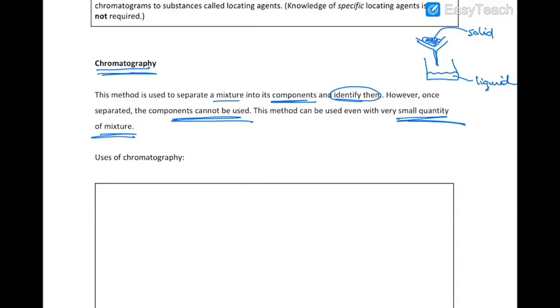So why do you use chromatography? Firstly is to know if a substance is pure. So if a substance is pure, normally on the chromatography paper, we see only one spot. One spot means that there's going to be only one thing in that substance. So if there is only one thing, it means that it is pure.